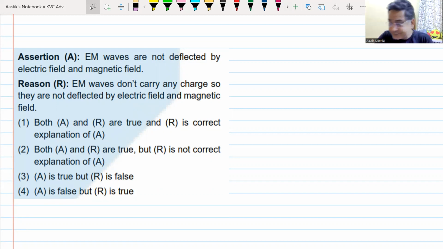Obviously, no answer, sir. EM waves are not deflected by electric and magnetic fields. EM waves do not carry charge, so they are not deflected by electric and magnetic fields. And the correct answer is option 1. Electromagnetic waves are not deflected by electric and magnetic field, and the reason is they do not consist of any charge. So the option is A.